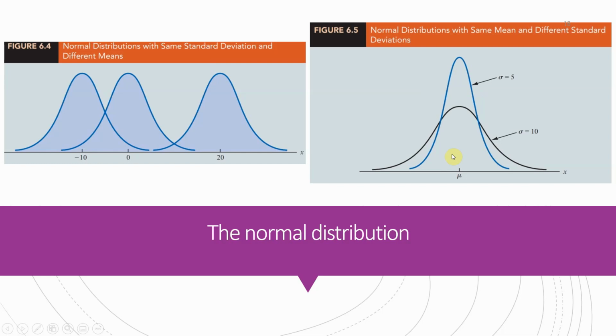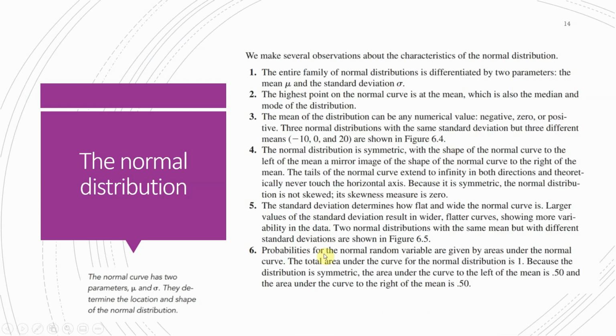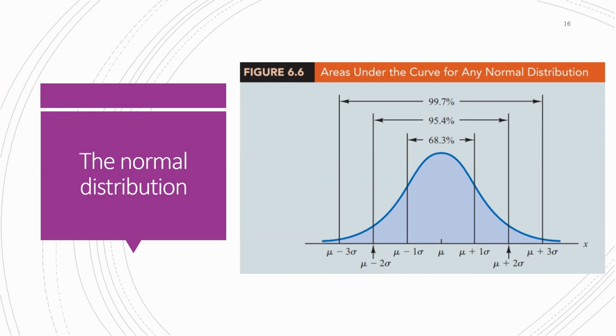There's less dispersion. And then probabilities for the normal random variable are given by area. Areas under the normal curve: the total area under the curve is 1. Because the distribution is symmetric, the area under the curve to the left of the mean is 0.5, and the area under the curve to the right of the mean is 0.5. For the normal distributions, we can also talk about the probability of data falling within 1, 2, and 3 standard deviations of the mean.